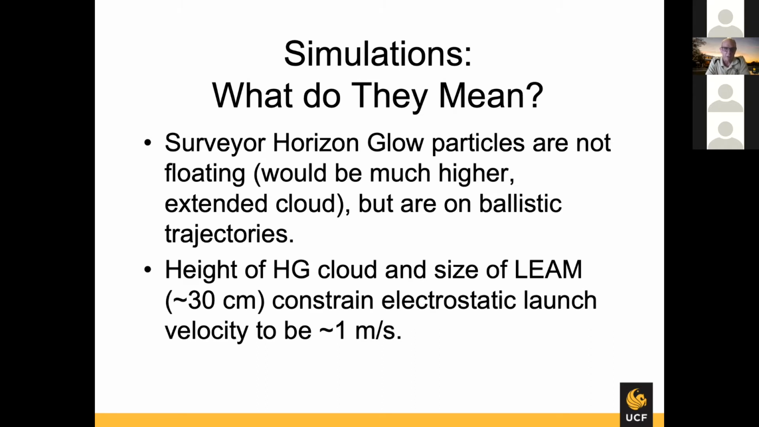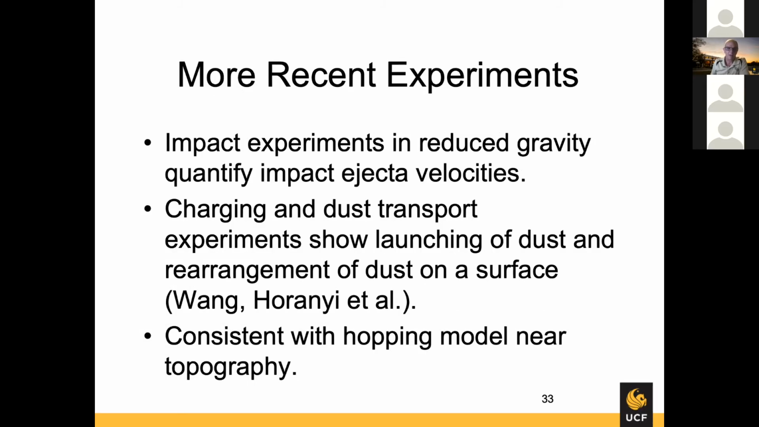And if you assume that what you're seeing are just particles on essentially ballistic trajectories, that are only visible because the electrostatic force has launched them off the surface, but is not making any significant modification to their trajectory after they've been launched, you can ask, well, how fast do they have to be launched off the surface to reach 30 centimeters in height? The answer is about 1 meter per second. And then the question is, well, does dust get knocked off the surface at 1 meter per second?